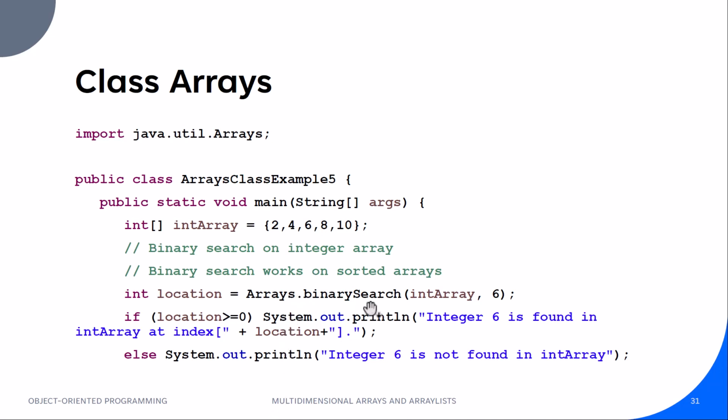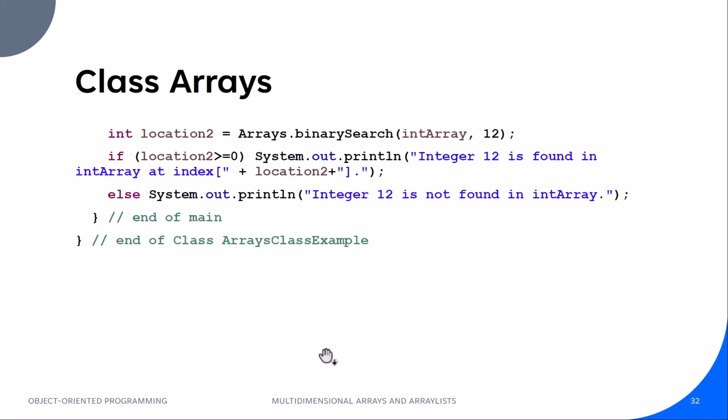This is an example about the binary search. Now we have an integer array. Remember that binary search works on sorted arrays, so our array is actually sorted, and within this array we are searching for the value of 6. If the binary search can locate this value within the array, it will return the location, and if you find the location, then we are going to print integer 6 is found at integer array, and we are going to print the location. If not, then we are going to say we couldn't find it.